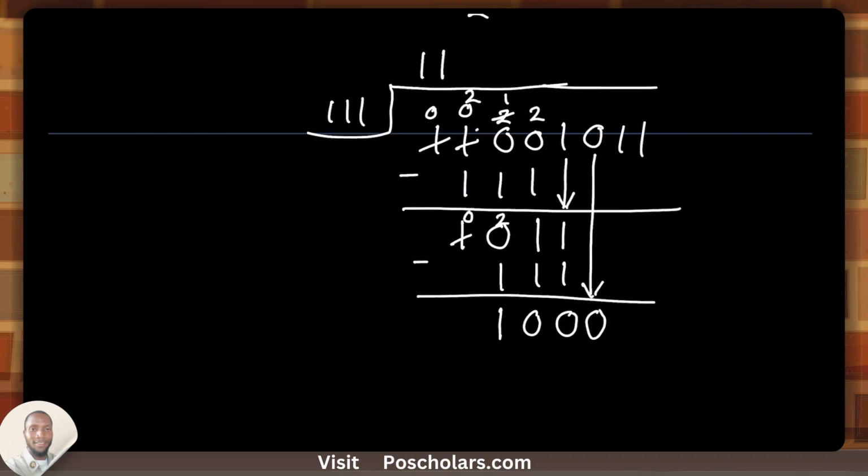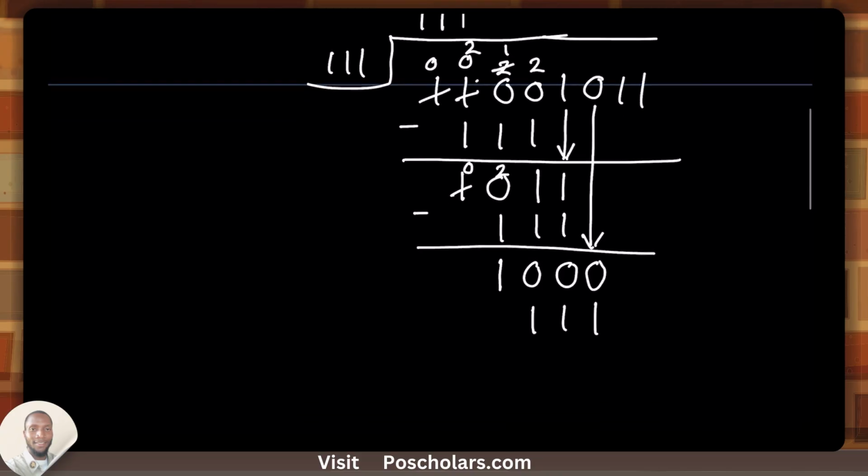Now you can divide. How many 111 can you find in 1000? That's 1 again. So you write 1. Now you multiply. 1 times 111 gives 111. Similarly, you subtract again, right?